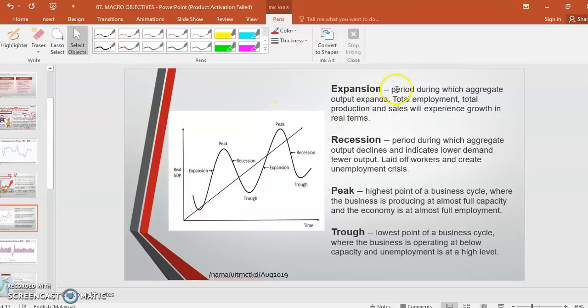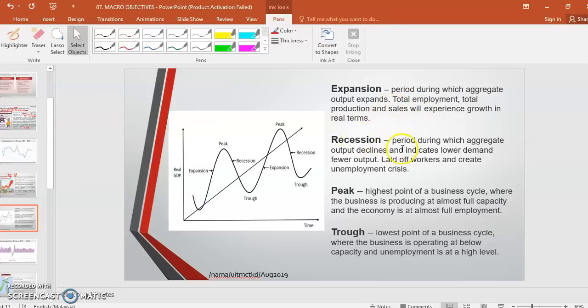Okay, expansion, period during which aggregate output expands. Okay, pada masa ni, semuanya meningkat. Okay, output bertambah, ramai yang bekerja, banyak kilang dibuka. Okay, and still, total production and still will experience growth in real terms.